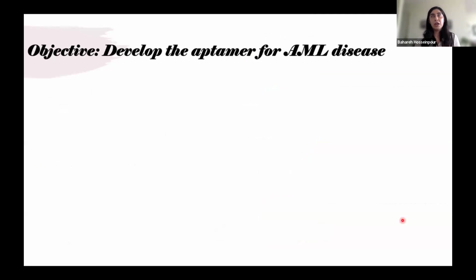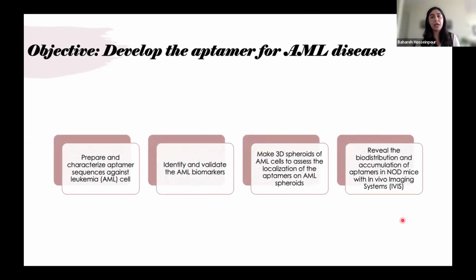So the whole idea of my project was to develop an aptamer for acute myeloid leukemia disease. And in order to reach this aim, we had technically 4 goals. We prepared and characterized the aptamer sequences against leukemia cells.